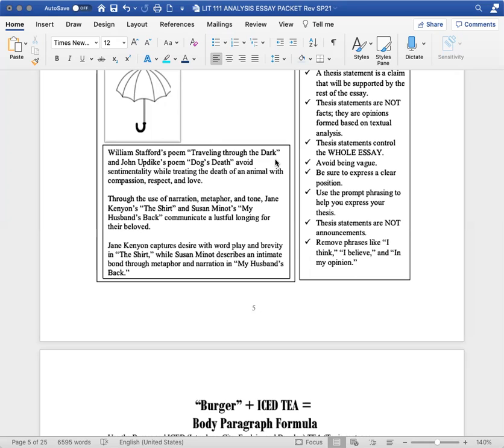Jane Kenyon captures desire with wordplay and brevity in The Shirt, while Susan Minot describes an intimate bond through metaphor and narration in My Husband's Back. All right. So it's going to contrast the two poems. And each poem, it looks like, has 2 talking points.